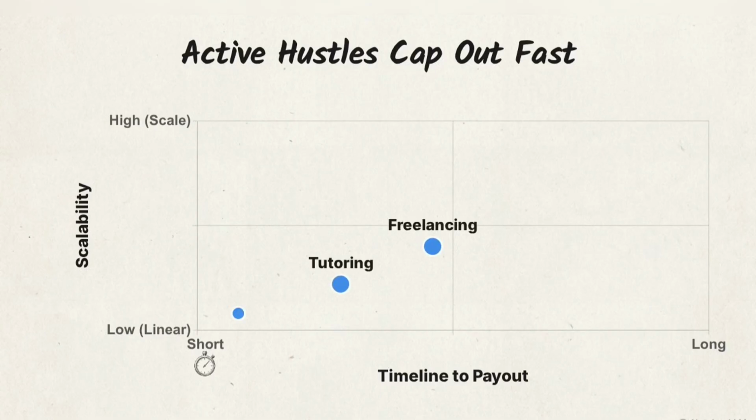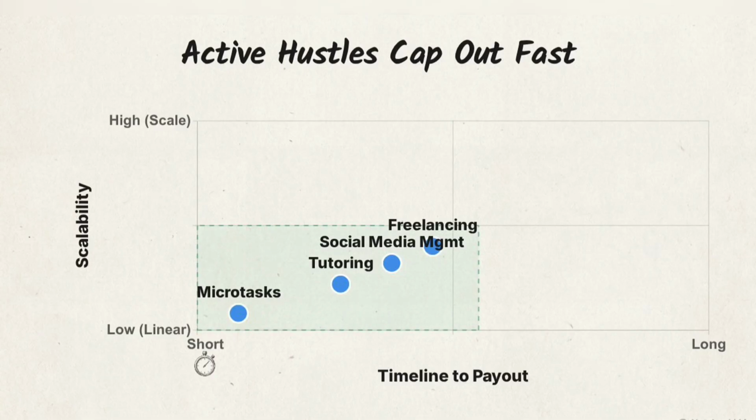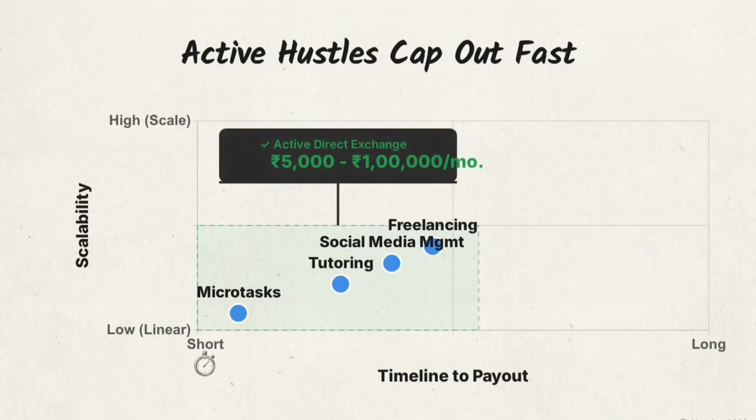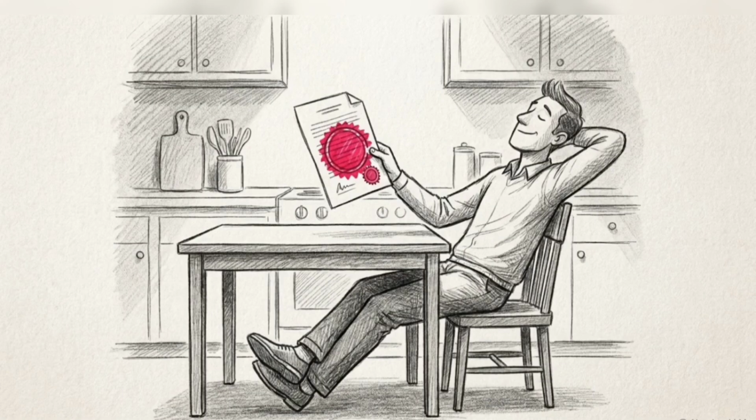Freelancing, tutoring, microtasks, and social media management group into the bottom quadrants. You dedicate direct hours for guaranteed, highly reliable cash flow. The main outcome is speed. If you need to cover rent, it is the most probable way to see cash within 30 days.